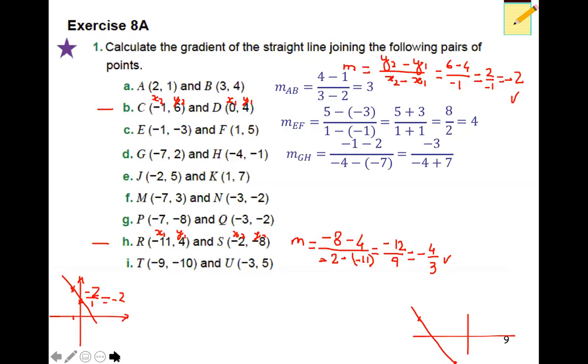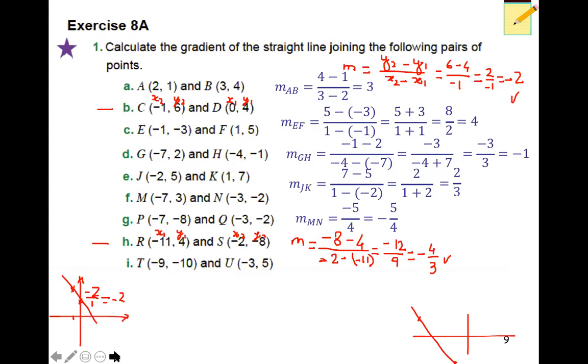For the next one, MGH, -1 minus 2, that would give us a -3, divided by -4 minus -7, which is a +7. And then the final answer should be -3 over 3, which is just -3 divided by 3, -1. Next one, again, I'm just picking here x2, y2, and x1, y1. So up to you, 7 minus 5, 1 plus 2, so that's 2 over 3.